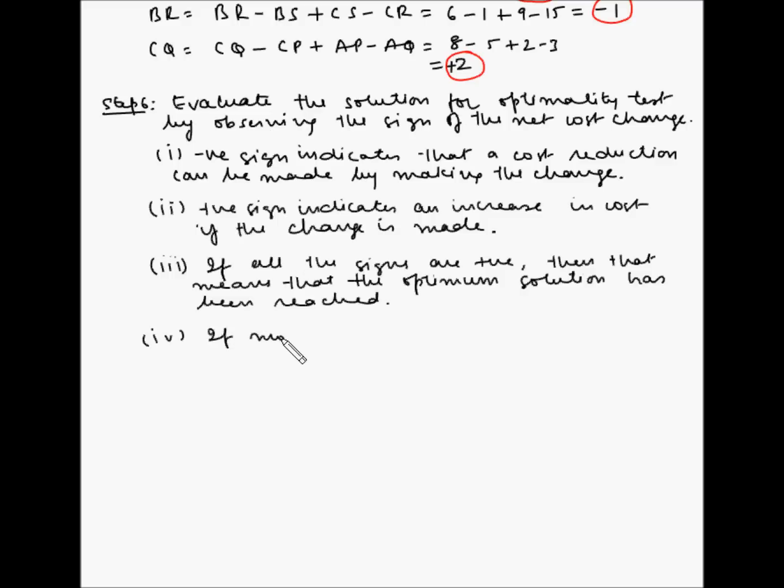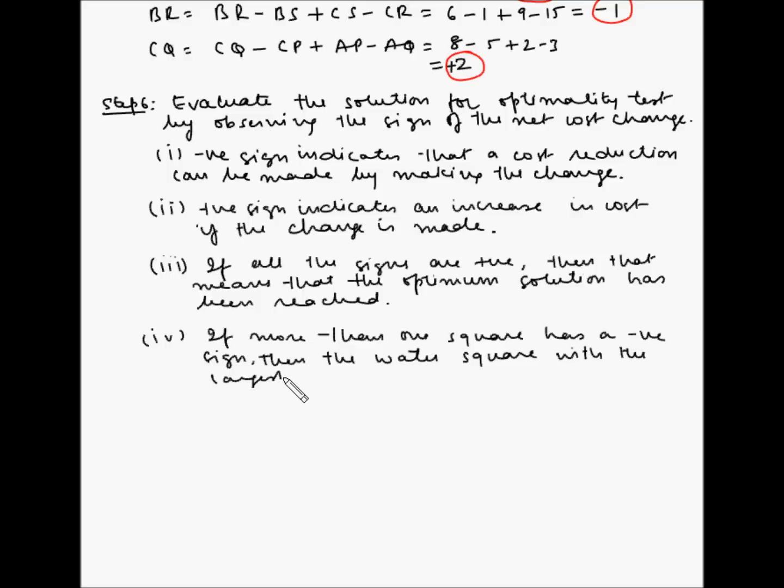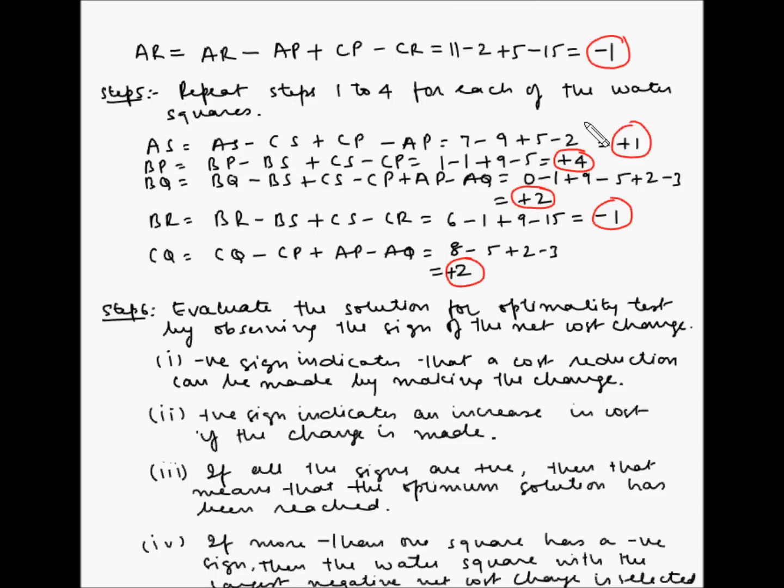So if more than one square has a negative sign, then the water square with the largest negative net cost change is selected for quicker solution. So in this case, we have two cells with negative values, which is AR and BR.